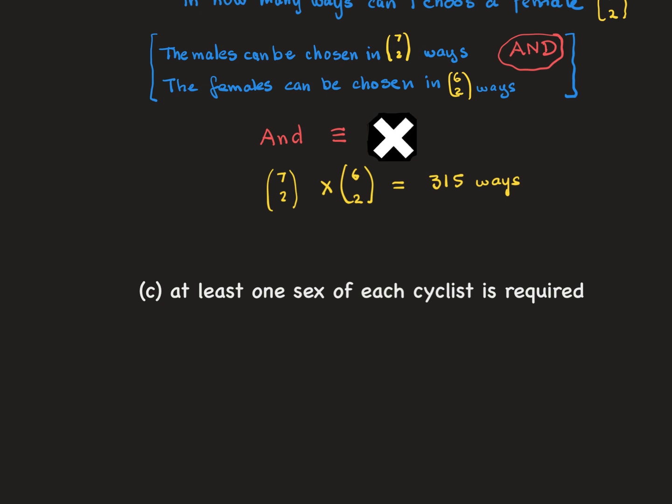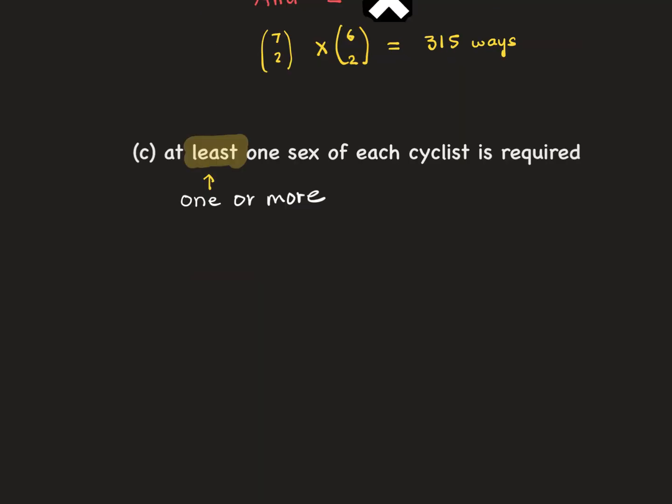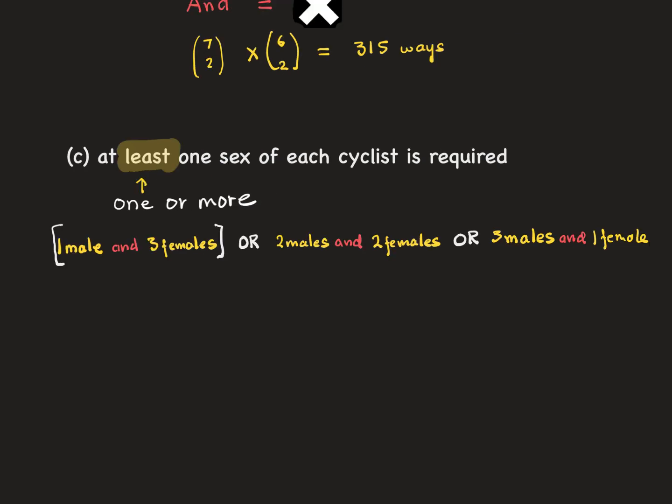In this last question, we want at least 1 cyclist of each sex required. At least mathematically means that there must be 1 or more. So we could have 1 male and 3 females, or we could have 2 males and 2 females, or we could have 3 males and 1 female. Writing it out like this allows you to see where the and words are and where the or words are. So whenever you've got an and word, you're going to use a multiplication. Wherever you've got the or word, you will use an addition. And multiplication, or will be addition. And will be multiplication. That's really very important.